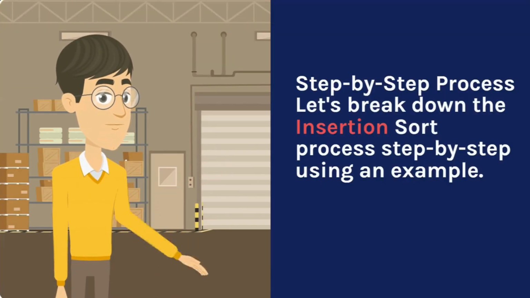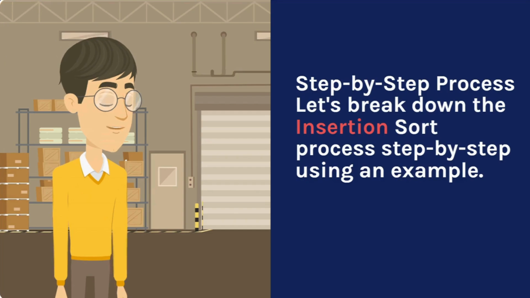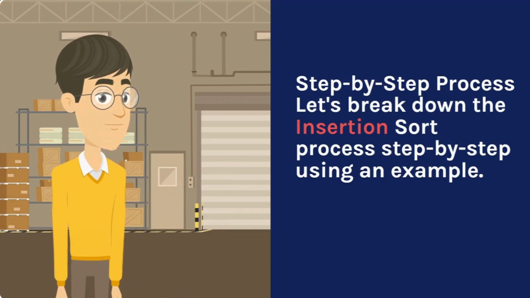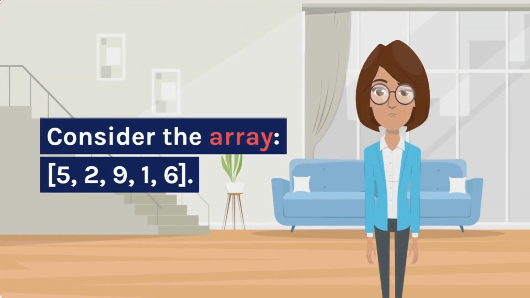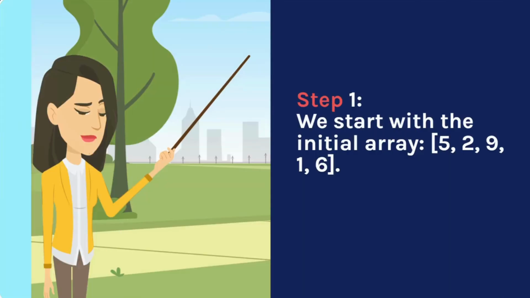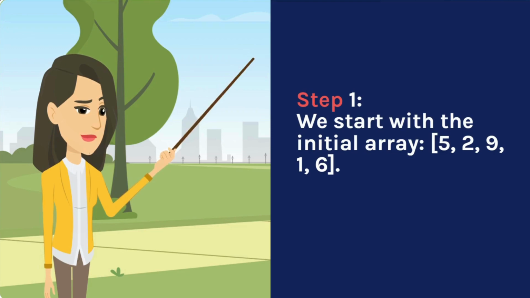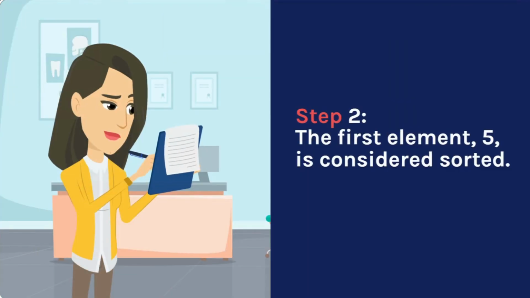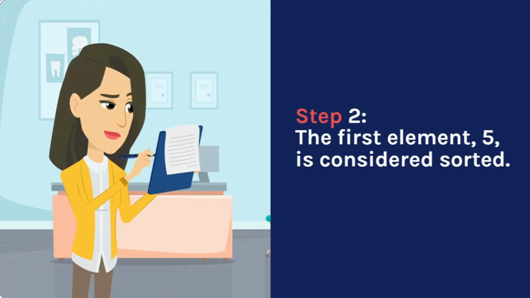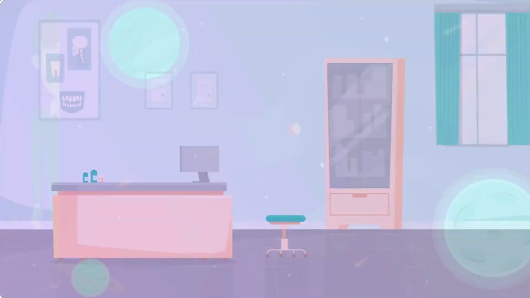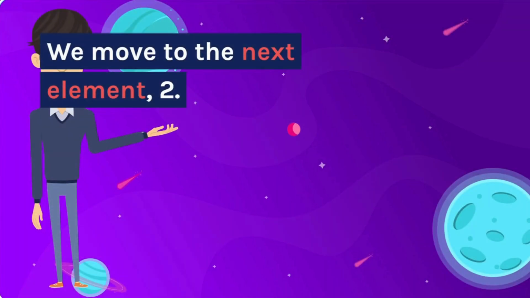Step-by-step process. Let's break down the insertion sort process step by step using an example. Consider the array 5, 2, 9, 1, 6. Step 1. We start with the initial array 5, 2, 9, 1, 6. Step 2. The first element, 5, is considered sorted. We move to the next element, 2.